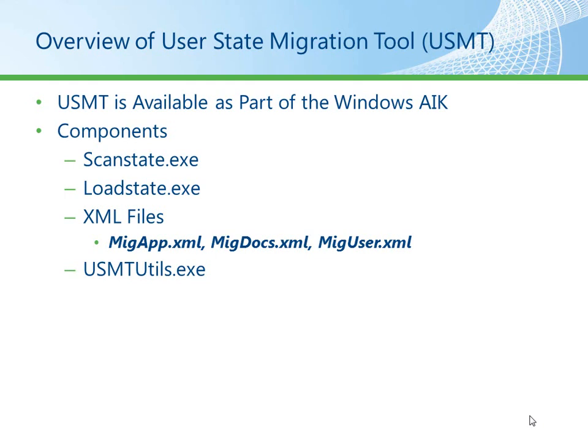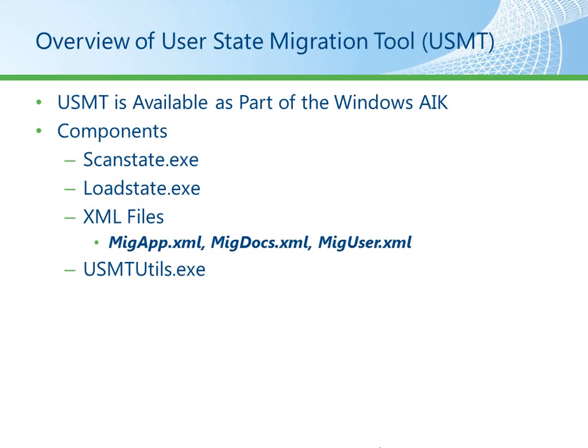So a couple of things to note here. The following data does not migrate with the miguser.xml. Any files that are outside the user profile that don't match one of the file extensions contained within the miguser.xml file will not be migrated. And also files or folders outside the user profile will not have their ACLs migrated with the miguser.xml file.